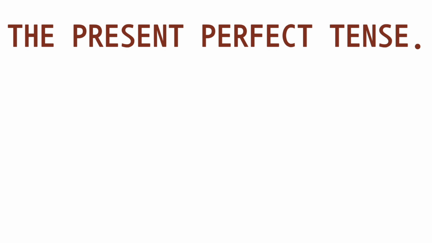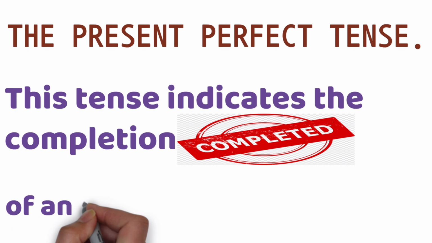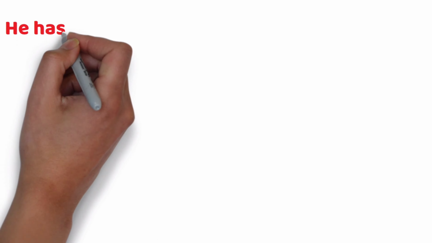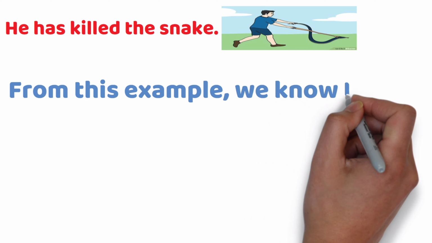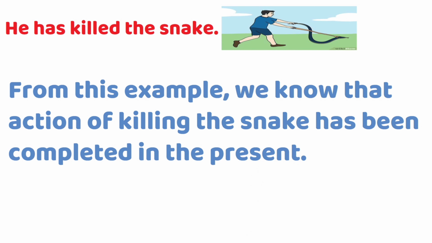The present perfect tense. This tense indicates the completion of an action in the present time. He has killed the snake. From this example, we know that the action of killing the snake has been completed in the present.